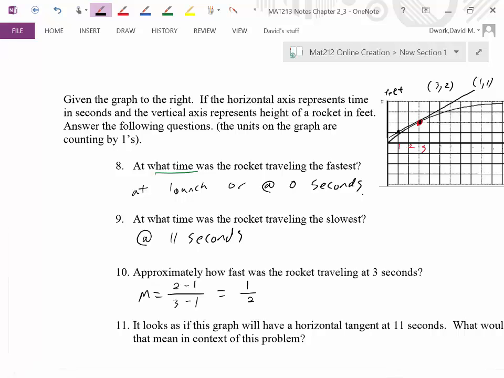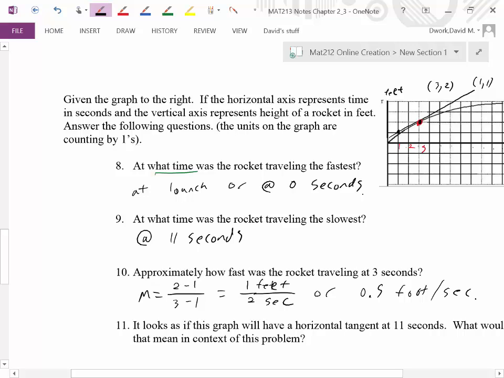Well, again, think about your units. Think about our slope. The top, the numerator, had the units of feet. The denominator had seconds. So we're traveling at 1 foot per 2 seconds. We're traveling at about 1 foot per 2 seconds, or you could rewrite it as a decimal and say it's half a foot, or 0.5 feet per second. Anything like that is acceptable.